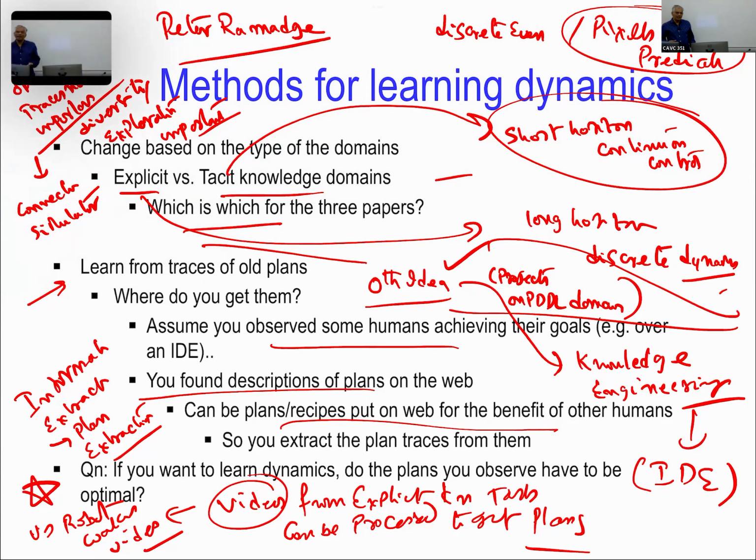Yeah, so learning the domain model is domain specific. If I'm showing the Blocksworld traces, you should learn the Blocksworld domain. And then you can use the Blocksworld domain with your domain independent STRIPS planner or the partial order planner or whatever planner, working on this domain model to generate plans.